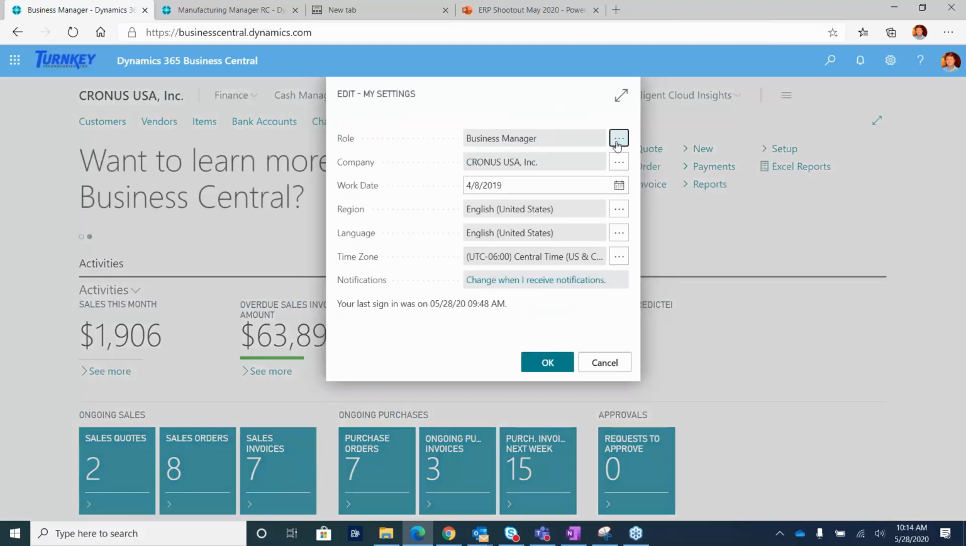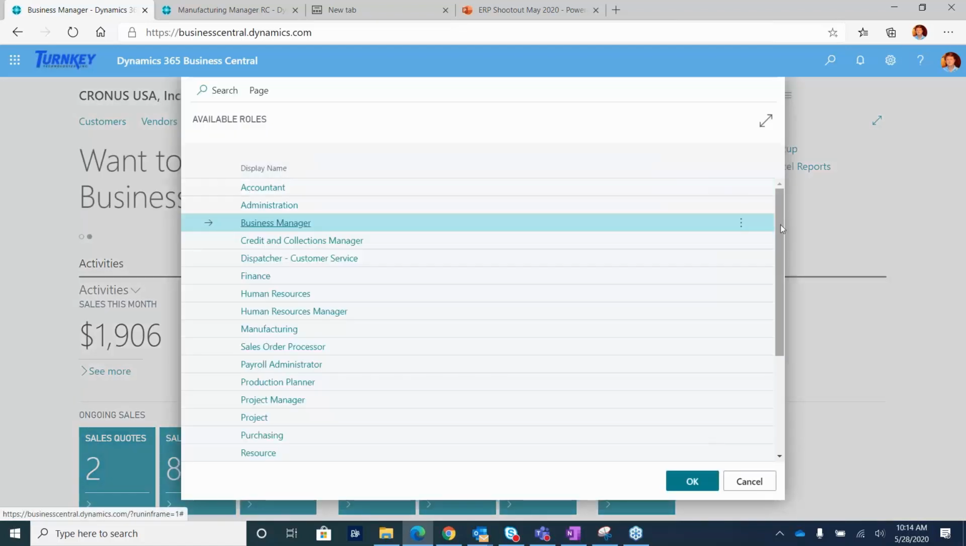Right now I'm in kind of a business manager role, which is a high-level role that allows me across a lot of different capabilities. So I can do credit collections, business manager. As you get into a more specific role scenario, you're going to get a different set of KPIs and focus. And then you'll also have different security settings, so that people on the manufacturing side may not have access to the accounting.